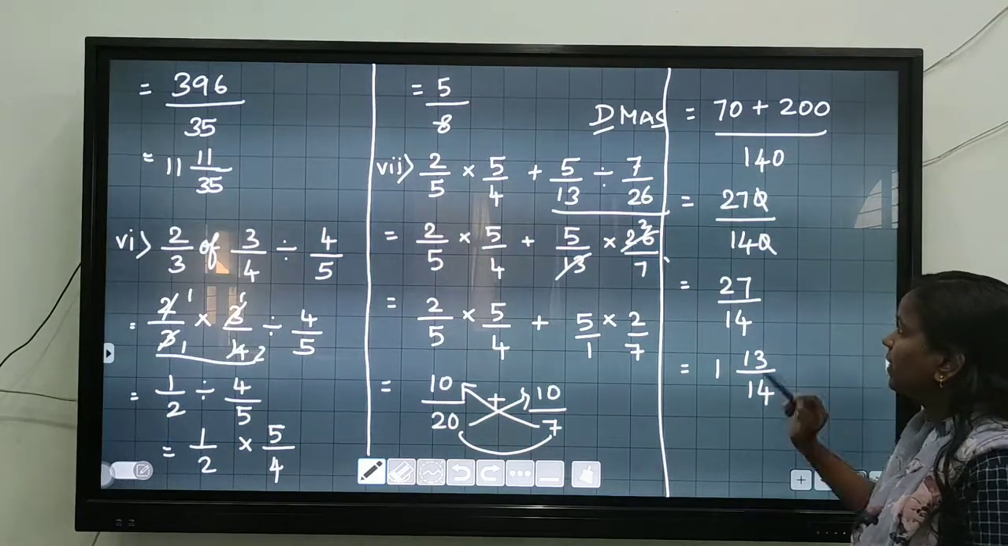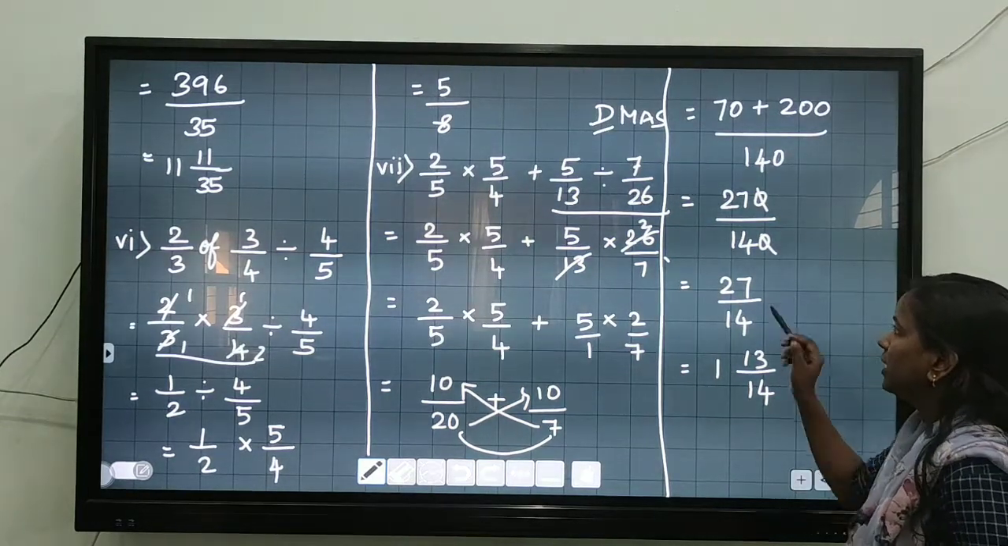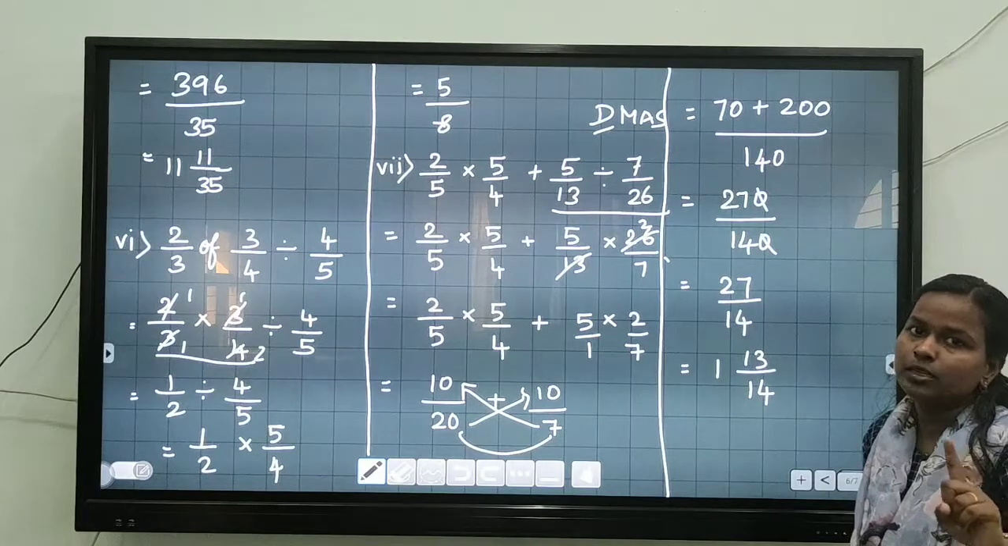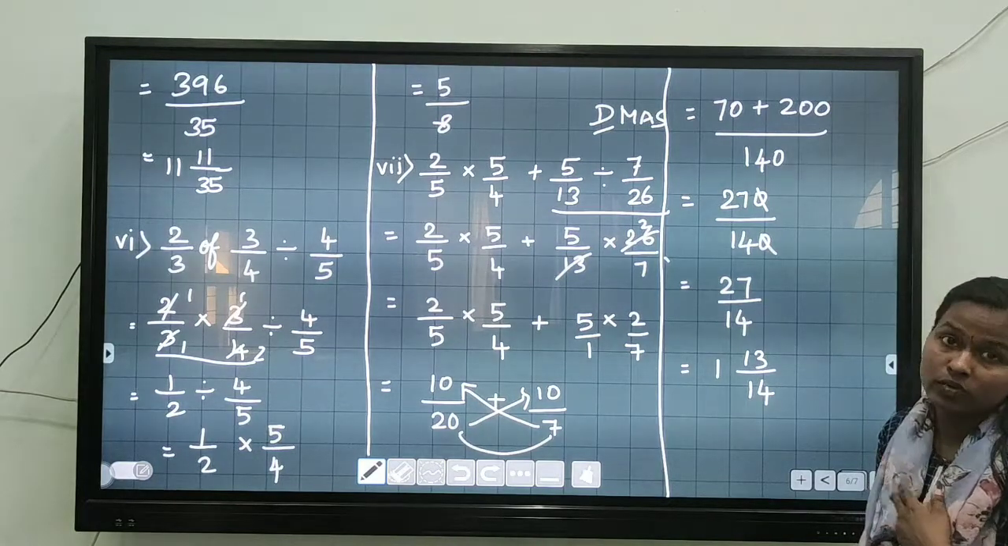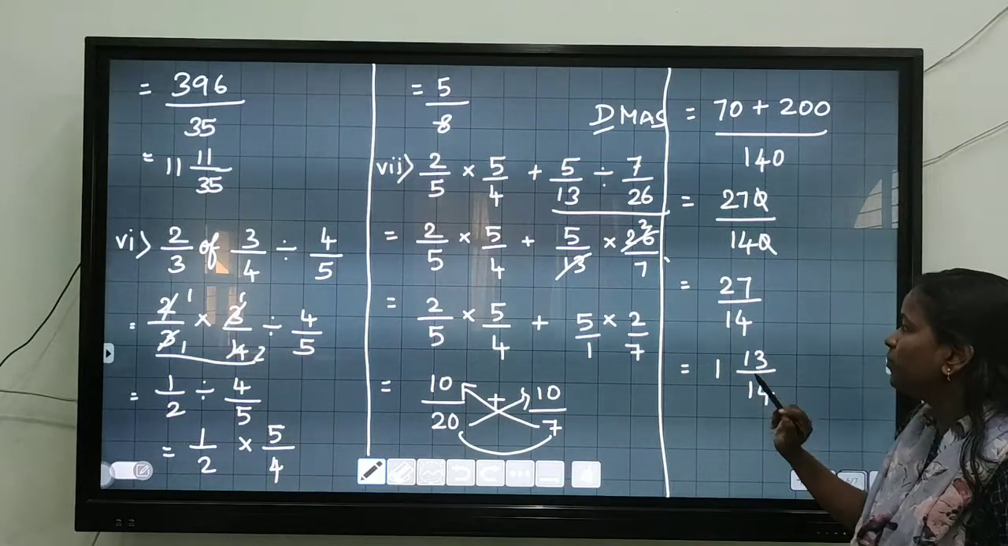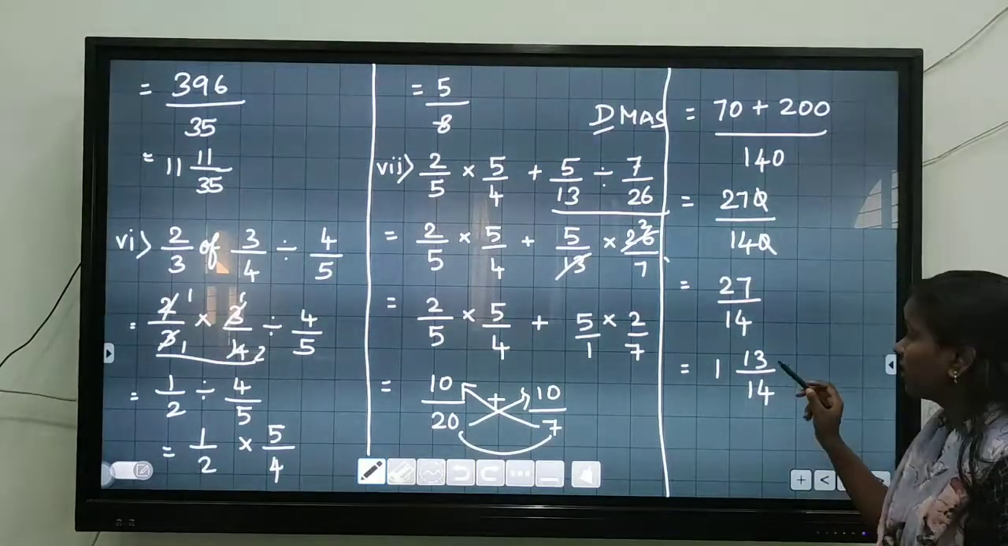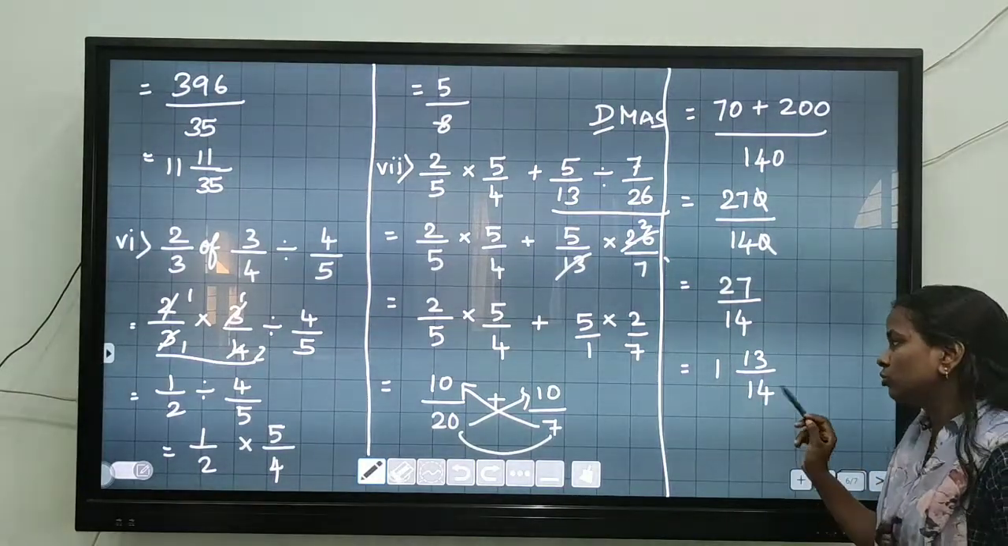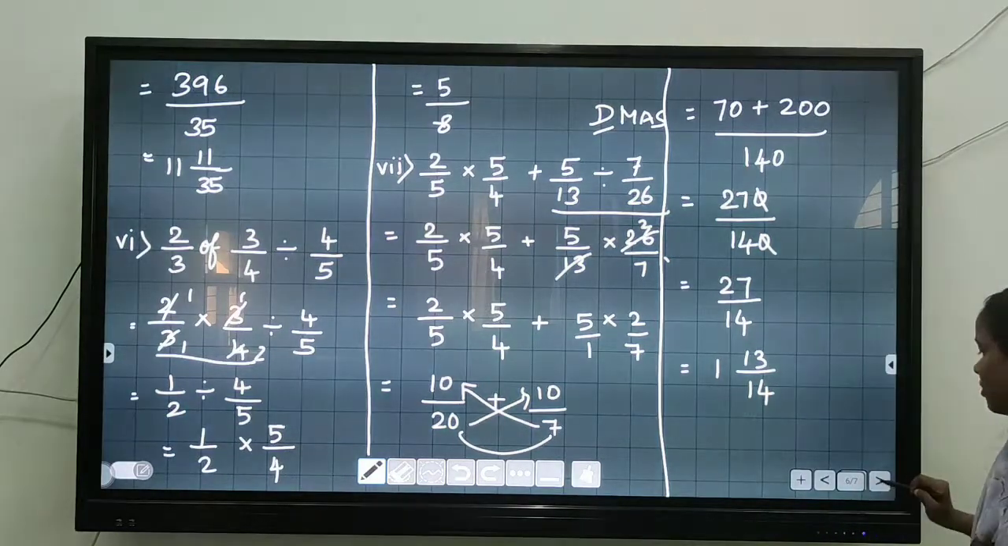What is the remaining? 27 by 14. In 27 only one 14 is there, because 2 14s are 28 but here only 27. So I am writing 1 14s are 14. What is the remainder? 13. So 13 I am writing in the numerator, 1 as the quotient, and the denominator is 14.